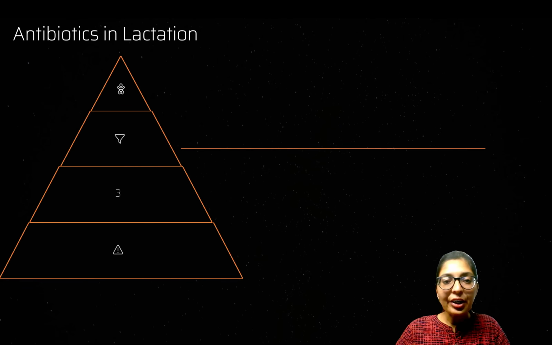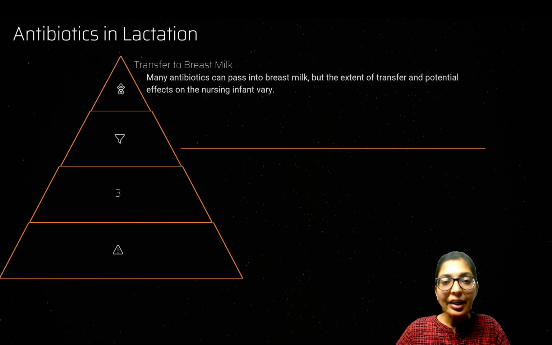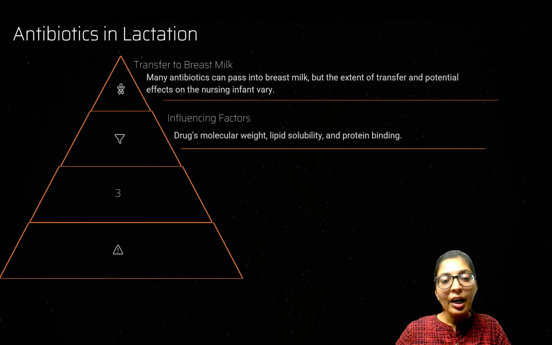Next, we talk about antibiotics in lactation. So, first one is transfer to breast milk. Many antibiotics can pass into breast milk, but the extent of transfer and potential effect on the infant vary. So, according to this, antibiotics can be prescribed. Next one is influencing factors. Drug molecular weight, lipid solubility, and protein binding are the influencing factors.